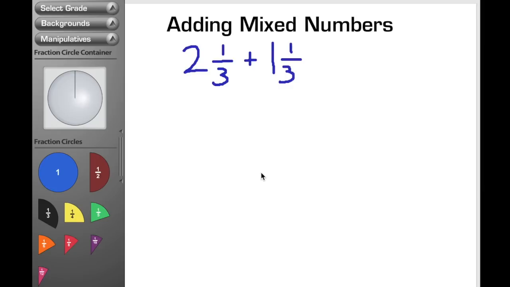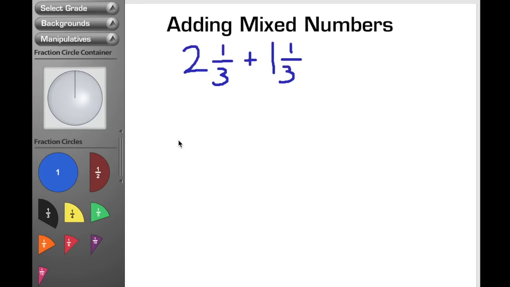Today we are adding mixed numbers. These numbers are called mixed numbers because they are mixed whole numbers and fractions. Now this problem is pretty easy because our denominators are already the same. They're both 3. Let's use these math manipulatives found on My Math to help us illustrate.